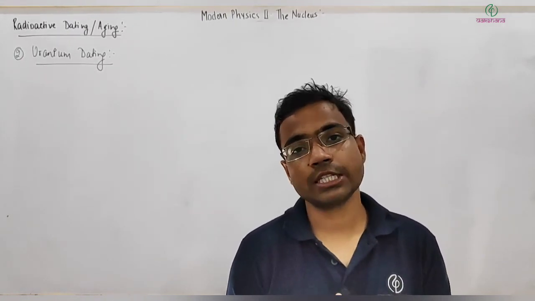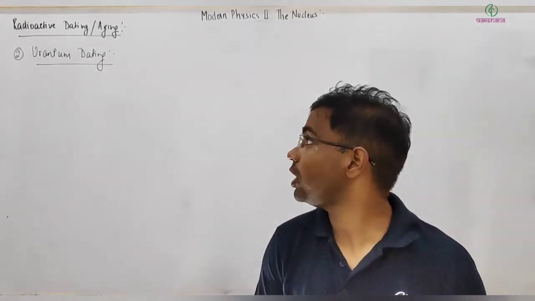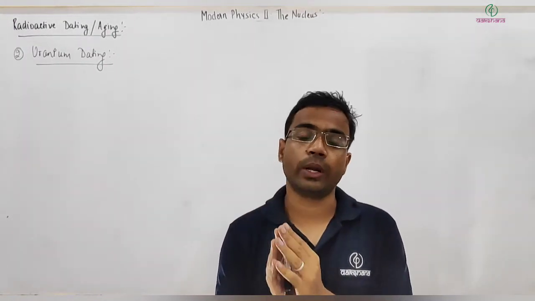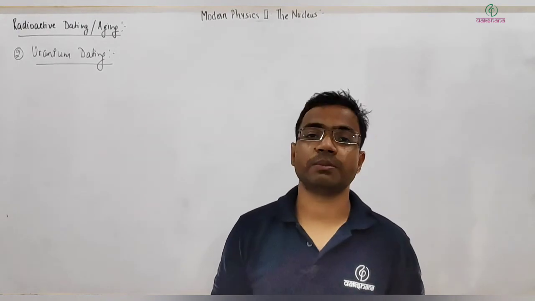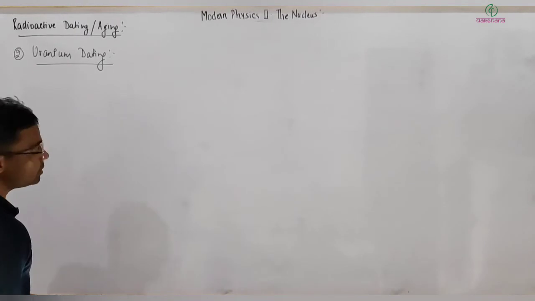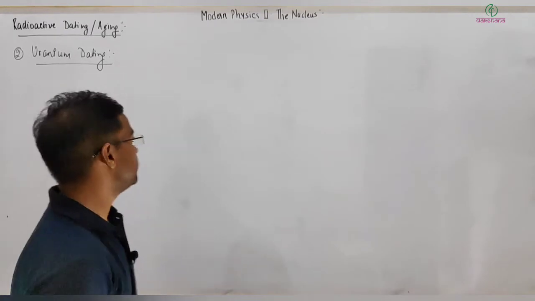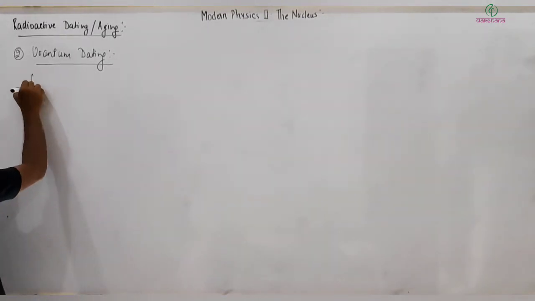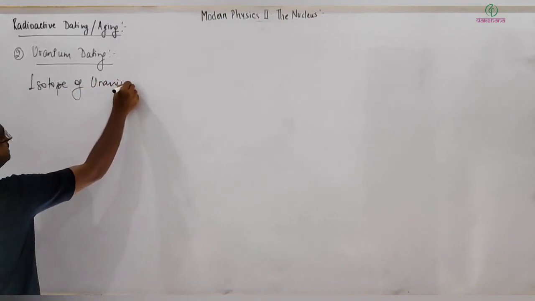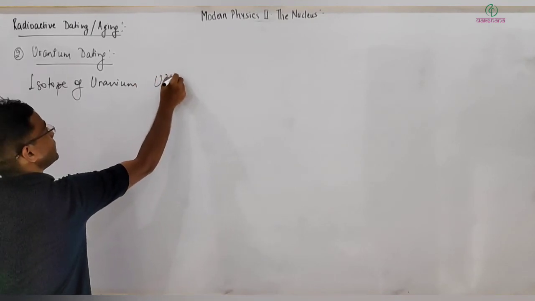So in such a case we have another important aging method, and that is called uranium aging or uranium dating. Let me tell you how it works and how we can calculate the age of some sample with the help of uranium dating. In uranium also there are radioactive isotopes. There is one isotope of uranium which is normally present in some rocks, and that is uranium 235.